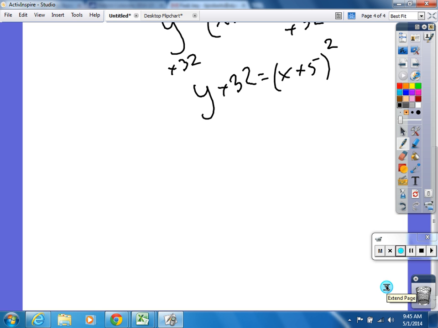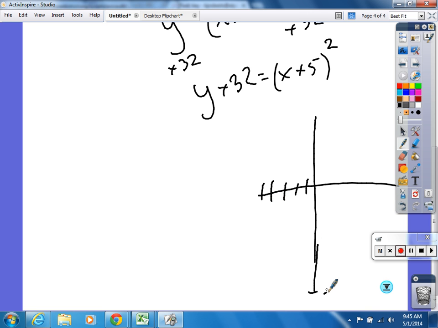Okay, so now let's graph this in general. Just in general, I'm not looking for an exact graph. So what would this look like? Where would be my vertex? Negative 5 for x, so keep the x's, and then negative 32. You guys remember the form was y minus k? Does everybody understand how we got the vertex from that?